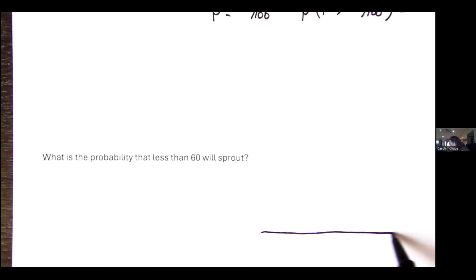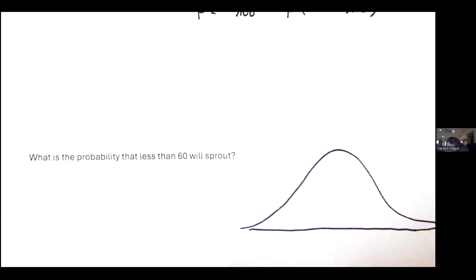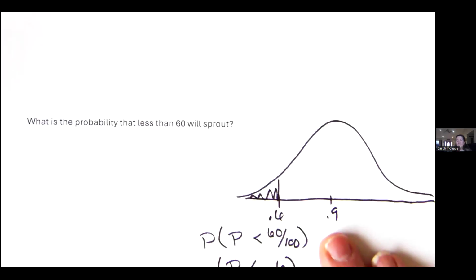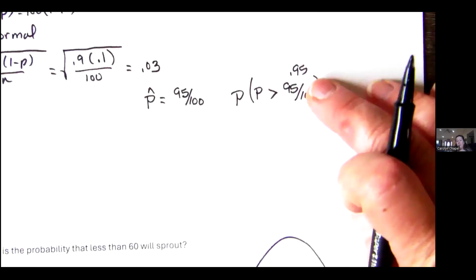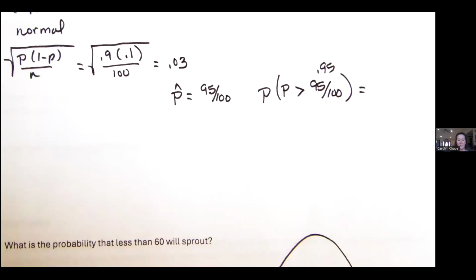Sometimes you won't be given a proportion or percentage, like what is the probability that 35% will sprout, but 60 out of the 100. So that would be the probability that P is less than 60 out of the 100, or P is less than 0.6. So here's my 0.6, we want to go smaller, but the 0.9 is my middle. Okay, so we're going to be doing two problems in SALT, going bigger than 0.95 and going smaller than 0.6. But I'm going to go to SALT and do both of them.